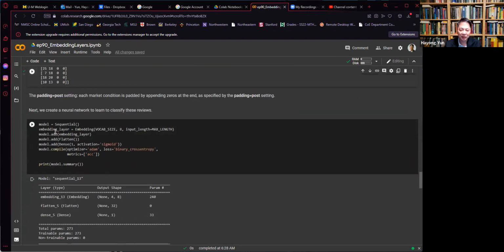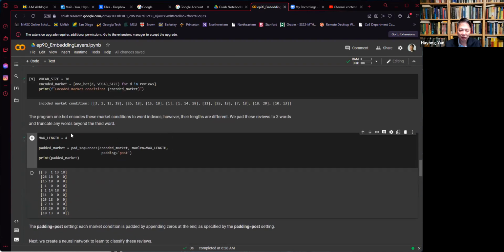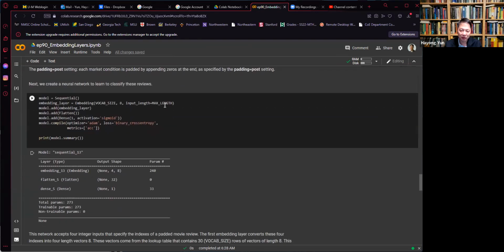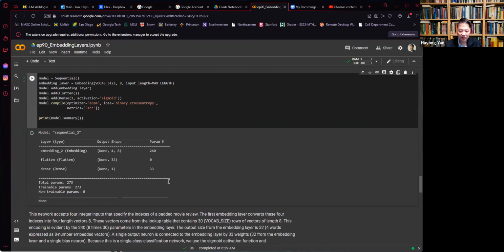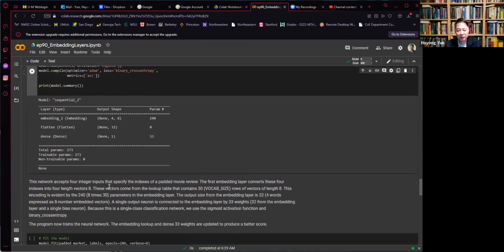Then what we do is that we have an embedding layer of vocabulary size 30, going to 8. Maximum length was how much? 4. Okay, so we've converted to 4 numbers in this embedding layer. So we have this embedding layer and then a dense network of sigmoid. So what does this do? It basically accepts 4 integer inputs that specify the indices of the padded movie review. The first embedding layer converts these 4 indices into 4 vectors of length 8. The vector comes from the lookup table that contains 30 rows of vectors of length 8.